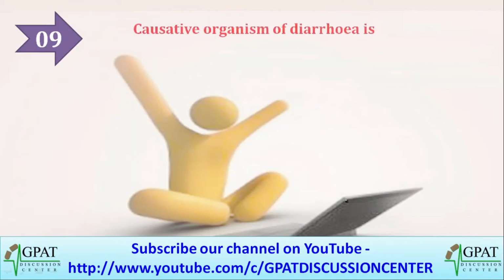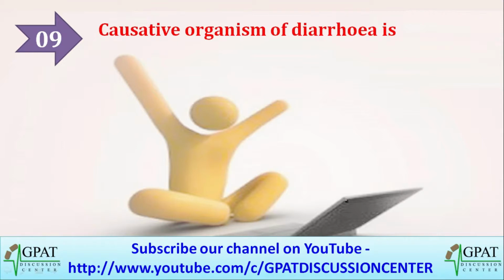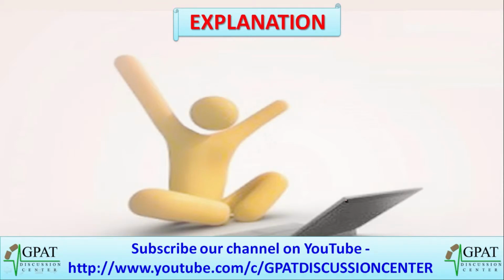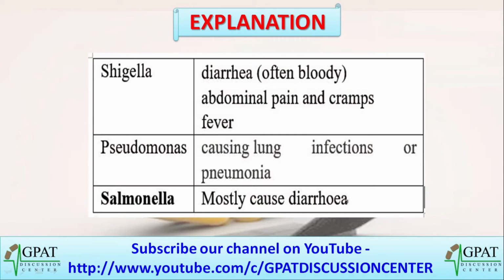So next question is, causative organism of diarrhea is, and here we have options: option A is Shigella, option B is Salmonella, option C is Pseudomonas, and option D is all of the above. So the correct answer is Salmonella, the causative organism of diarrhea. Let's discuss in detail some others also.